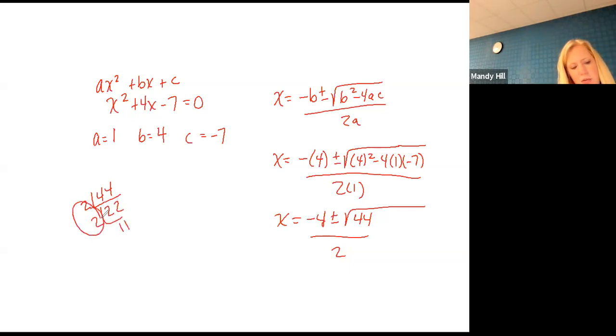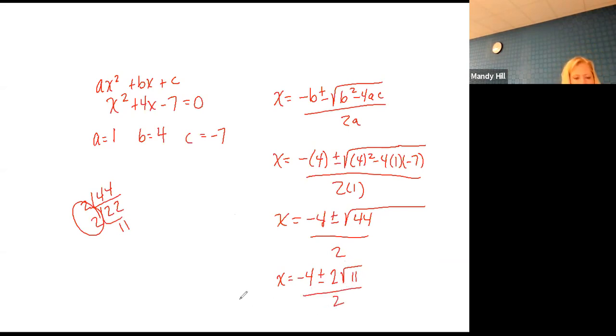Okay, and there are a pair of 2's. So I would have x is equal to -4 plus or minus the square root of 44. We could pull out a pair of 2's, but we still have an 11 underneath, over 2.